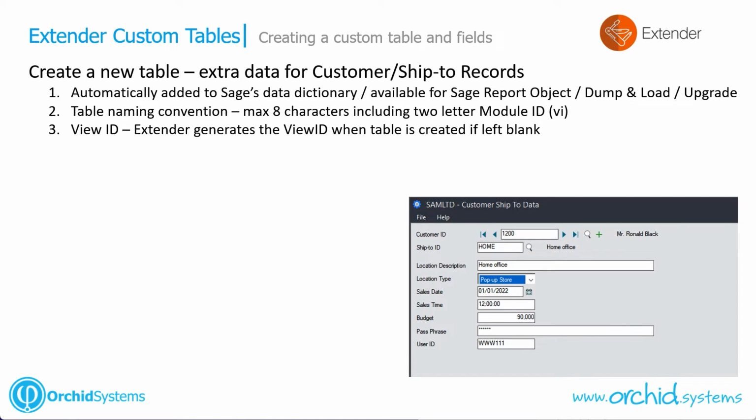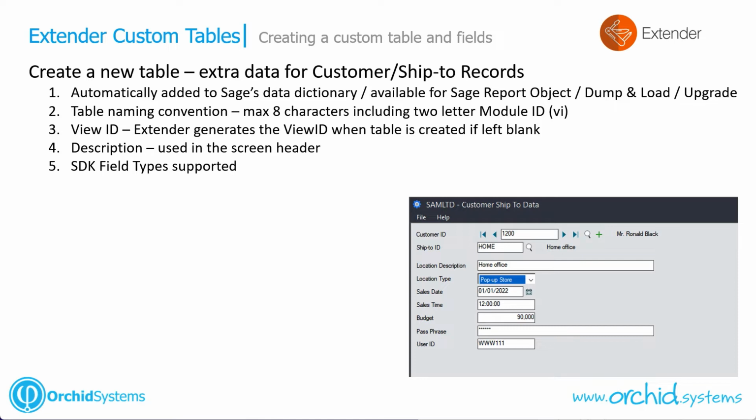Each table has an associated view ID, and we would recommend that you leave the view ID blank, because Extender will generate the next view ID up that's available starting at 7000, so VI 7000. So this means when you import a table definition into a new company, you won't accidentally have the same view ID. The next available one will just be allocated. The description is used at the top of the screen for your data entry.